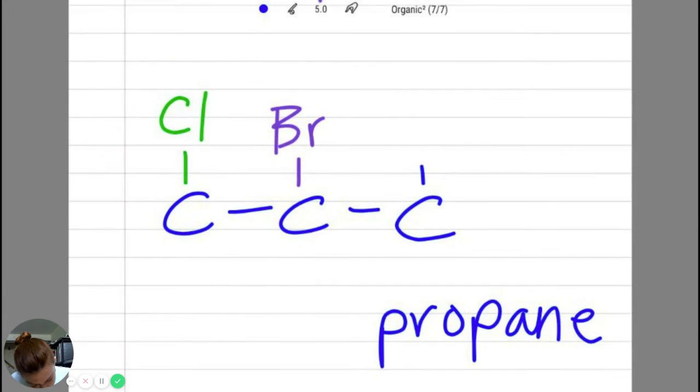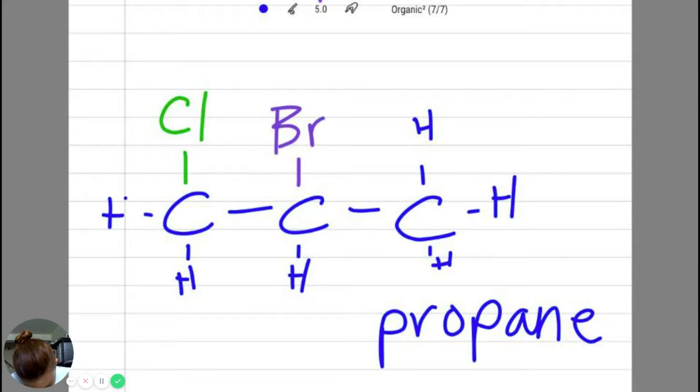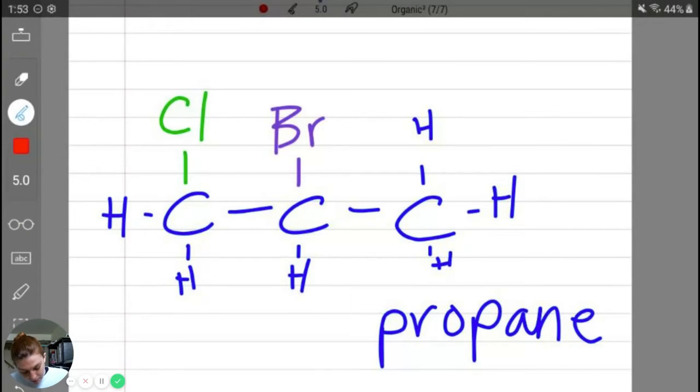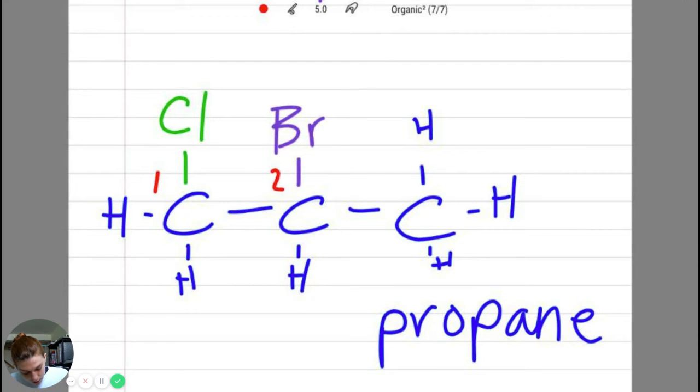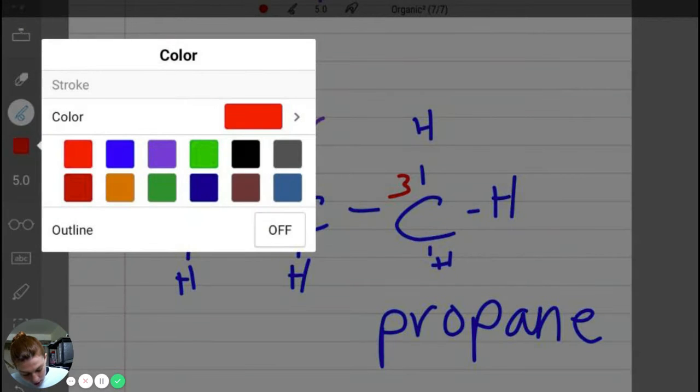So in this case, I would have 2 dangles, so I need 2 numbers. I need 2 prefixes showing me what is on my propane. So I'm going to number this in both directions. I'm going to number it 1, 2, 3, and then I'm going to pick a different color and I'm going to number it backwards.